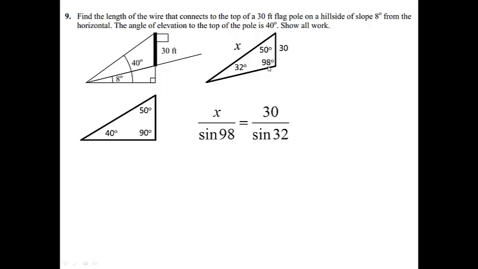So I have x over the sine of 98 is equal to 30 over the sine of 32. Rearranging this a little bit, putting the sine of 98 on the other side, putting this in my calculator, the length of that cable is 56.1 feet.